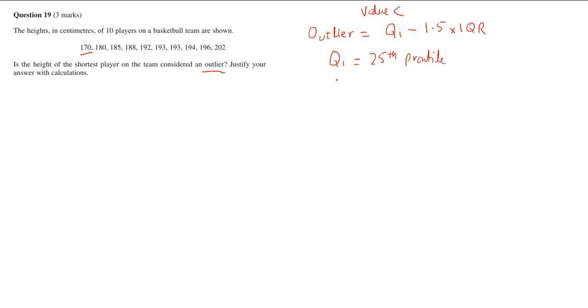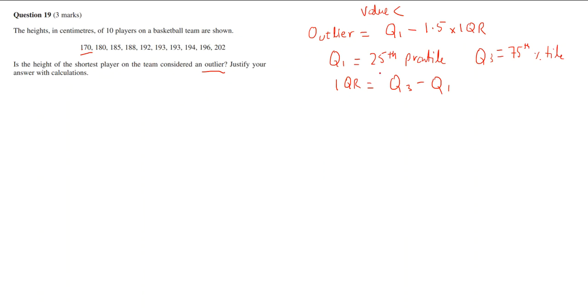and interquartile range is Q3 minus Q1. What is Q3? Q3 is 75th percentile. So how do you work out these percentiles when you're given this data?